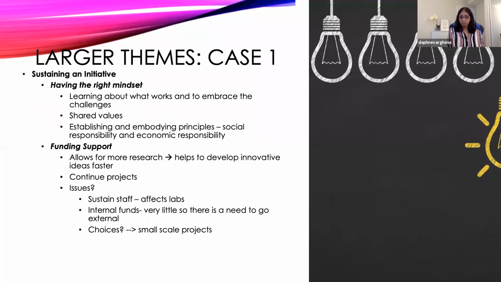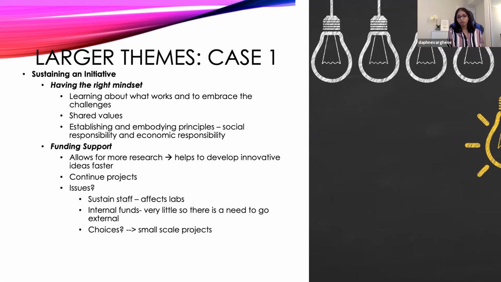For sustaining an initiative, C1 referenced 1, having the right mindset, and 2, that funding support is vital to increase the longevity of C1. Having the right mindset is discussed in terms of what works and what doesn't work, and if things don't work, how does the initiative go about learning to embrace its challenges? In addition, it means having a shared set of values, as well as establishing and creating principles that can be embodied in the SI initiative. This includes social and economic responsibility.